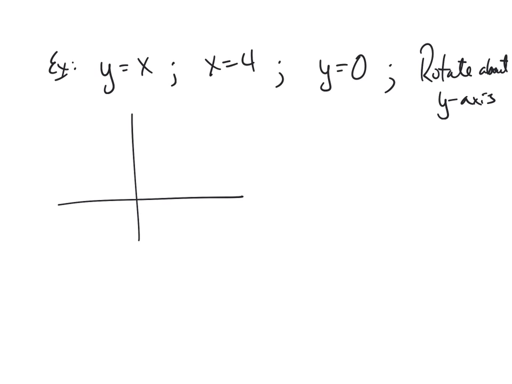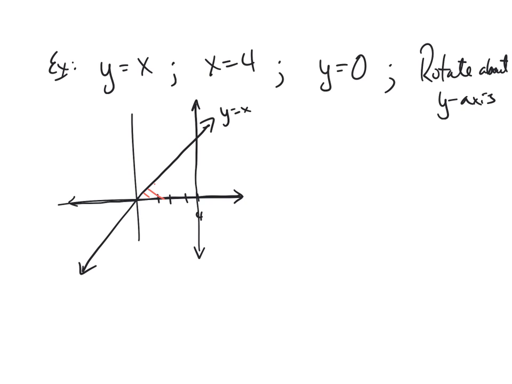So y equals x is just a straight line that goes through the origin that has a slope of 1. So that would be y equals x. X equals 4 is a vertical line through 4. So it would just be a vertical line through 4. And y equals 0 is a horizontal line through 0, which is again kind of hard to see because it's on top of the x-axis. So the two-dimensional region this time that we would get would look something like this.